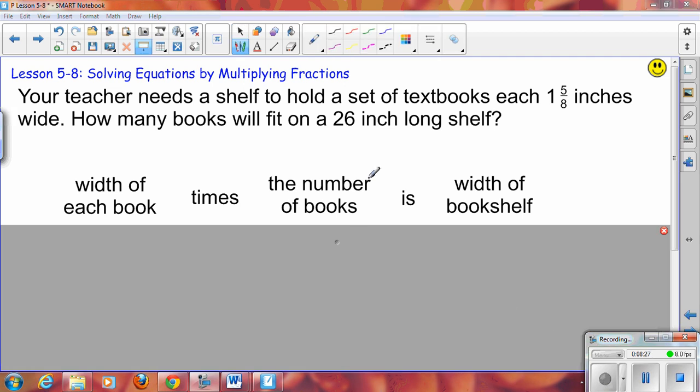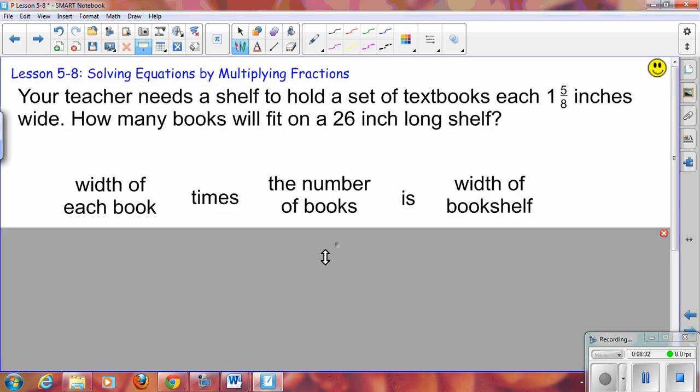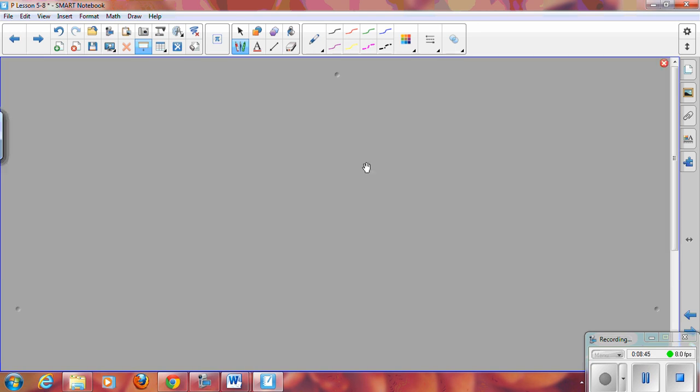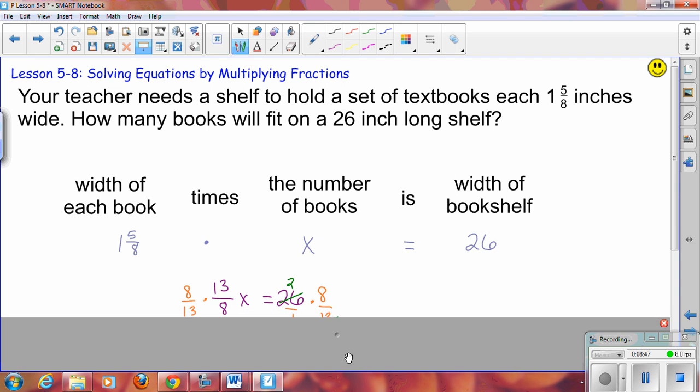Okay, let's see how you did. The width of each book was 1 5/8. Times means times. Number of books is x, we don't know that. Is means equal. And the width of the bookshelf is 26 inches. So, oh, I did it again. Goodness. So, I squished it together so it'd be easier to work with, and I changed 1 5/8 to an improper fraction. 1 times 8 is 8 plus 5 is 13. So we have 13/8 x equals 26.